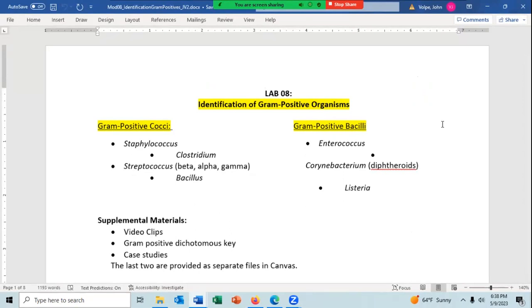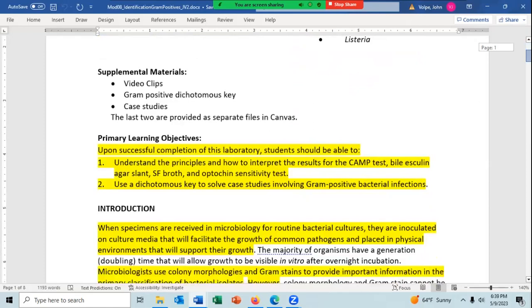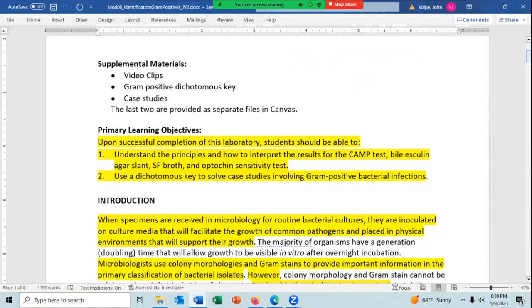We're going to talk about the gram-positive cocci, and this table has gotten mixed up. Staphylococcus, Enterococcus, Streptococcus are gram-positive cocci. And then we're going to talk about the gram-positive bacilli: Bacillus, Corynebacterium, and I believe Listeria. We have some video clips for you to watch today, and then a gram-positive dichotomous key, and some case studies.